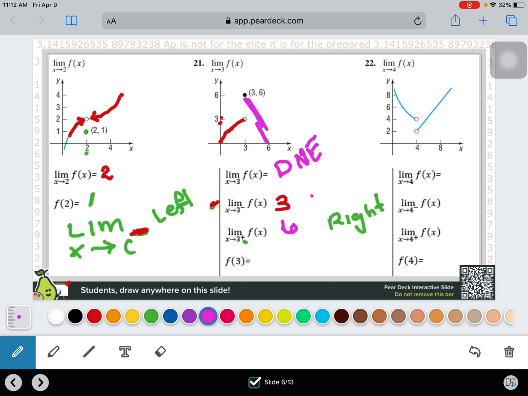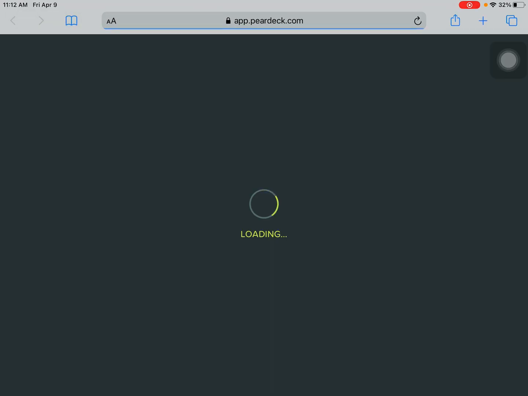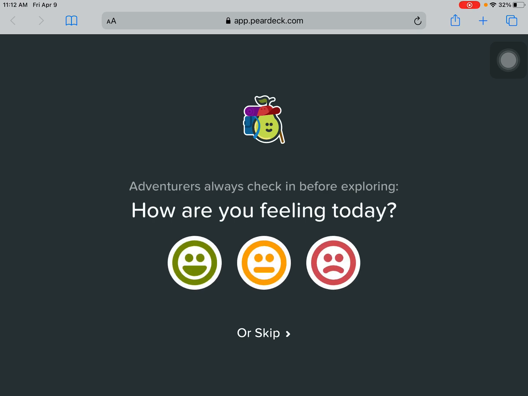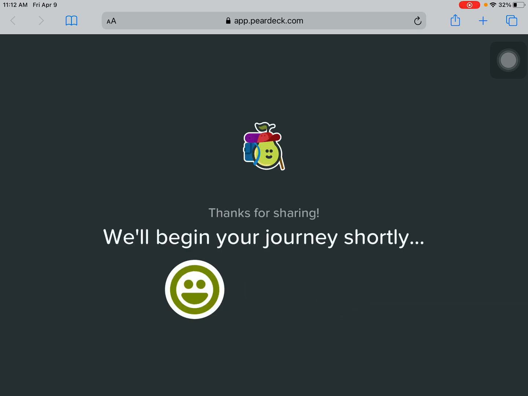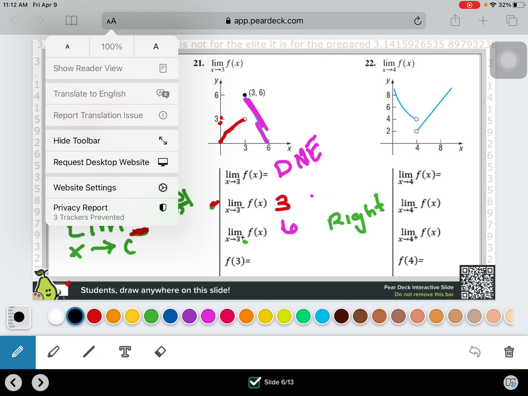I don't know. So maybe I should be using some sort of app or something. Okay. Oops. I did not do that really good. Did it restart? Oh no. Oh, just kidding. All right. Is that better?